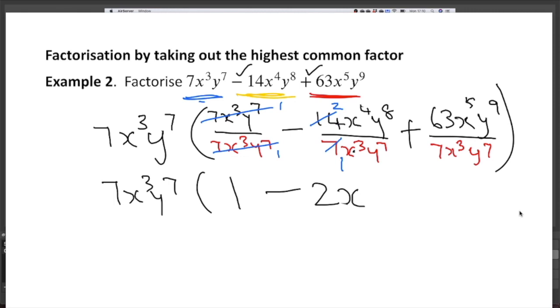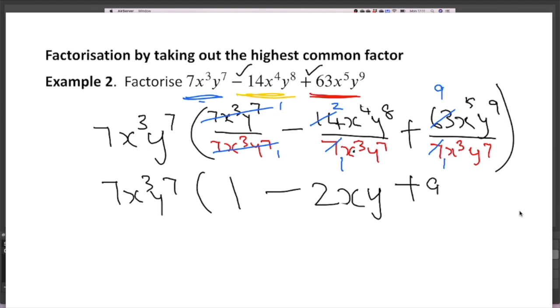Then do the same thing now for y. Y to the 8 is divided by y to the 7. So we keep our base, which is y. Then we subtract the exponents. 8 minus 7 is 1. I don't have to write it. All right, plus. Then the next one there, 7 goes into 7 once, and 7 goes into 63 9 times.